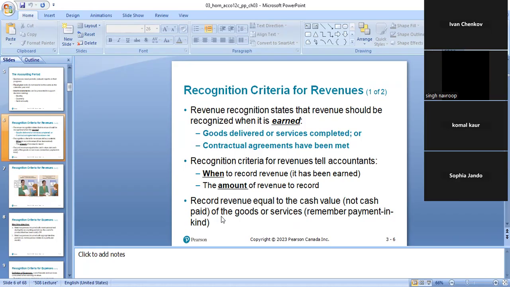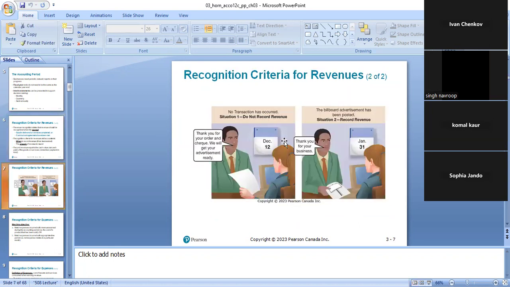So do you understand this? We're going to record the revenue equal to the goods and services that we actually received, not for the goods and services that we paid for. How much cash we paid is irrelevant. It's relevant how much we received. So let's go on with the recognition.